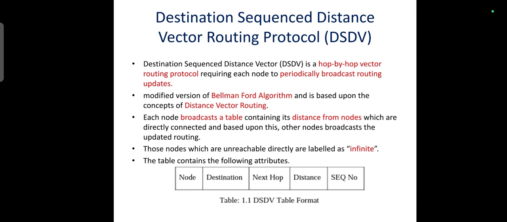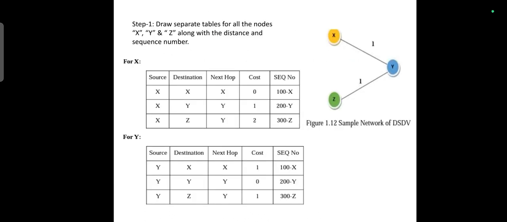So, let me explain this with the help of a small example. Here, you can see a small network which has three nodes, that is X, Y and Z. The very first step is to draw separate tables for all the nodes X, Y and Z along with the distance and the sequence number. Here, I have given the data for the individual nodes, containing the source node, destination node, next hop, followed by a cost, which is nothing but the distance, and then the sequence number. In the first case, I am keeping my source node as X.